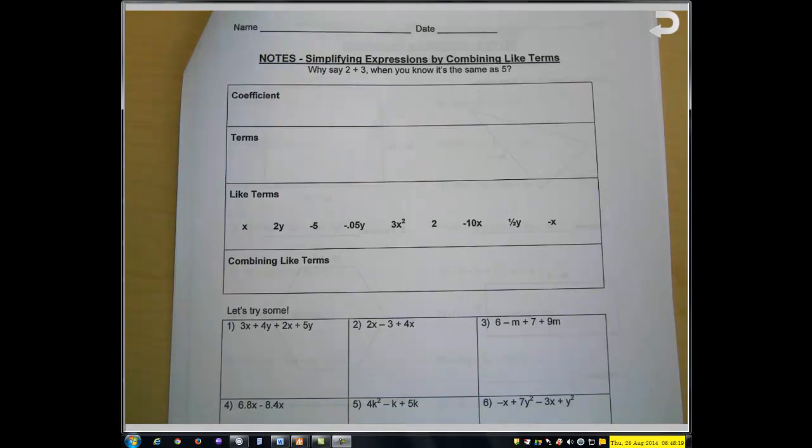Hello everyone, you should be on the page titled Notes, Simplifying Expressions by Combining Like Terms. Let's talk about some vocabulary to start with.